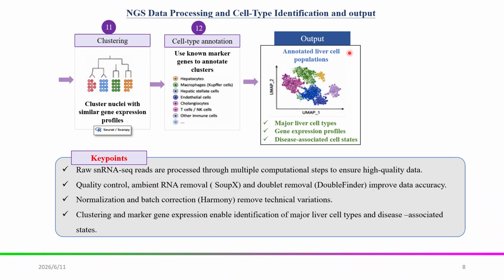The final output is an annotated liver cell population. From this, the authors can identify major liver cell types, study gene expression profiles, and detect disease-associated cell states. The key point is that raw single nucleus RNA sequencing reads go through cleaning, normalization, batch correction, clustering, and annotation. This converts raw NGS data into meaningful biological information.